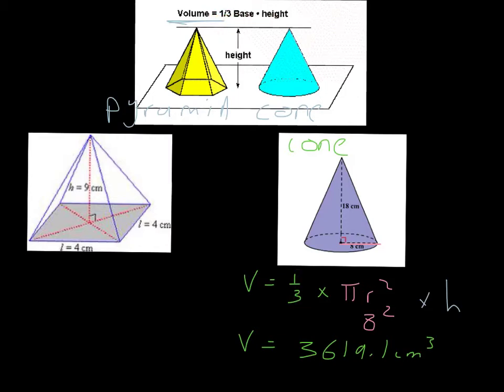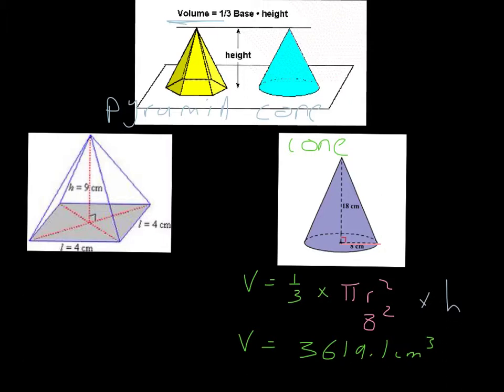But remember, all we did is we had the formula up here, so 1/3 times base times height. So 1/3 times the base, in this case a circle, so that's pi times r squared, which in this case is pi times 8 squared. And then we're also multiplying by the height, so multiplying it by 8. And that would be the actual 3,619.1 that we got.